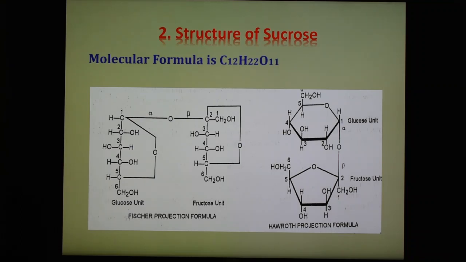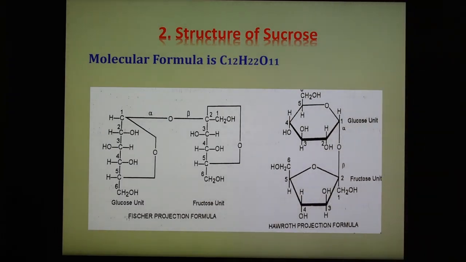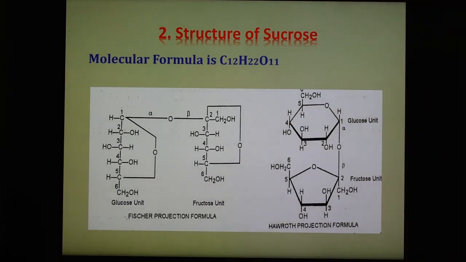glucopyranosides, also hydrolyzes sucrose. Therefore glucose is present in the alpha form, and fructose is present in the beta form. So this fact suggests that the structure of sucrose is as shown in the slide. This is the structure for sucrose. So this is the glucose unit, this is the fructose unit, and this is in alpha form and this is in beta form. So this is the Fischer projection formula shown for sucrose, and the second is the Haworth projection formula shown.